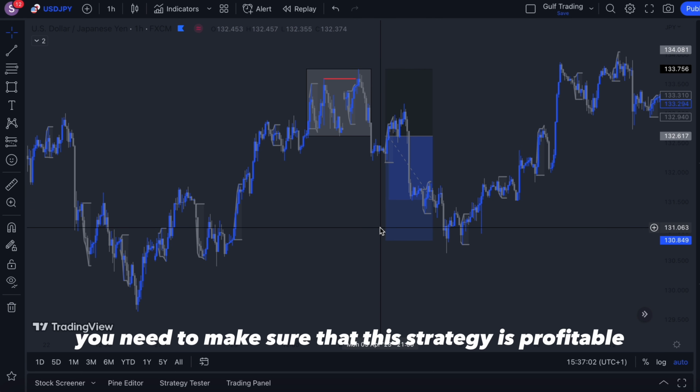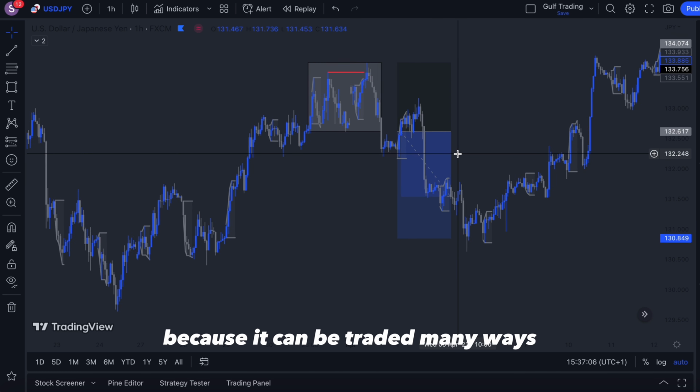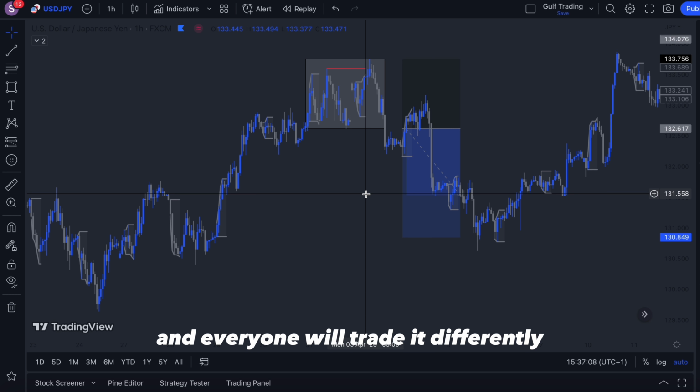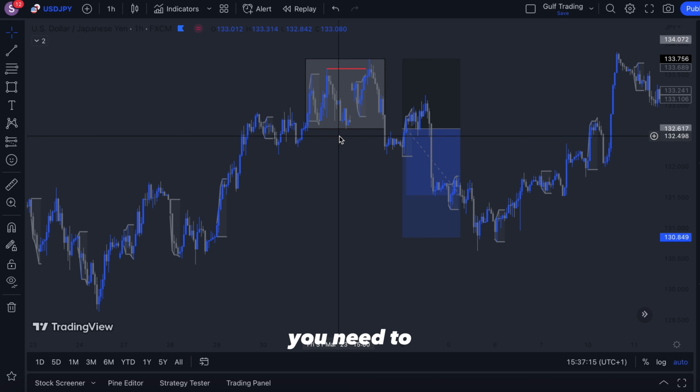Just over time, you need to make sure that the strategy is profitable the way that you trade it, because it can be traded many ways and everyone will trade it differently, which is the thing that you can't just copy someone else's strategy, unfortunately, because everyone trades it differently and everyone sees the market differently. You need to find what works for you.